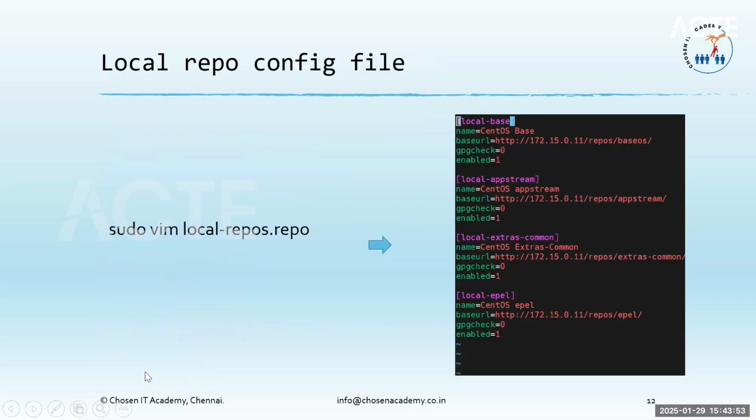In the same way, there is one more file we may have to give in case you want to specify a specific AppStream or specific repository. We may have to create another file called local repos.repo. This file should tell it like this: base URL, 172.15.0.11. This is my master, under which I have created the repositories base OS, AppStream, extras common, and EPEL. All of these repositories are placed in this location, which is what I have mentioned here.